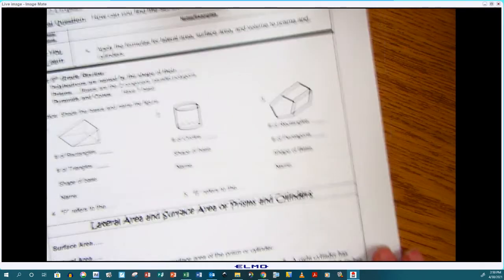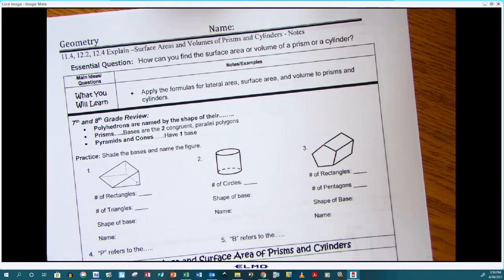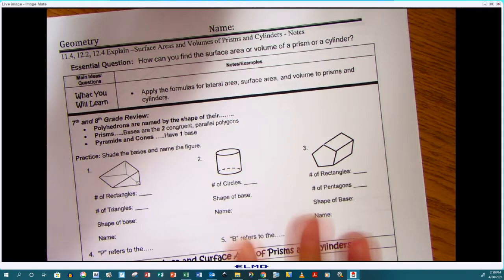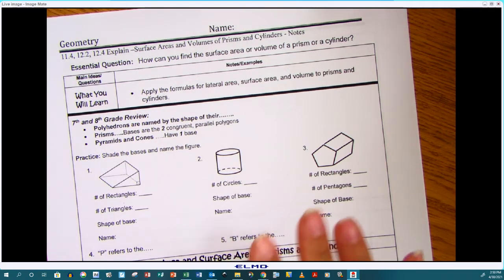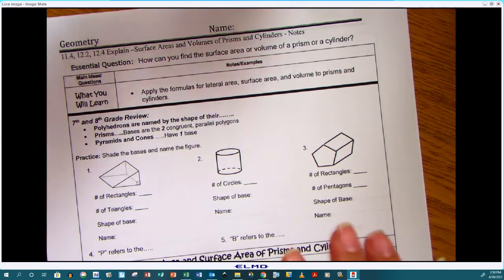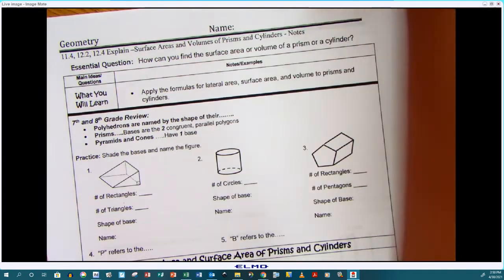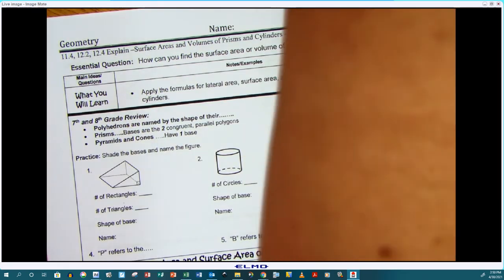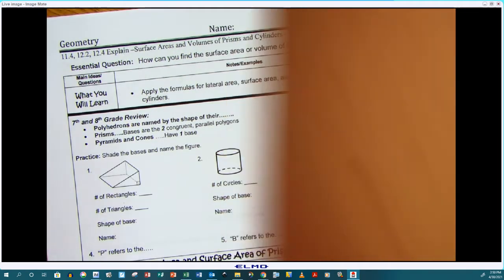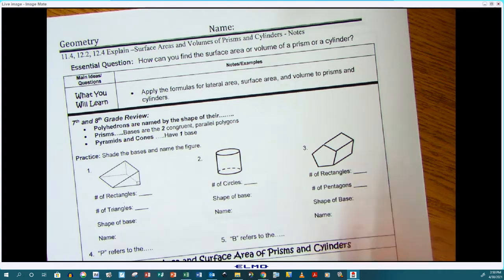All right, so we are looking at surface area and volume of prisms and cylinders. Guys, this is not hard, but if you are struggling with finding the area of a typical figure, then finding surface area and volume is going to be difficult also. However, I'm going to show you the easiest way to do these. And if you'll just do them the way that I'm showing you, you will be fine.